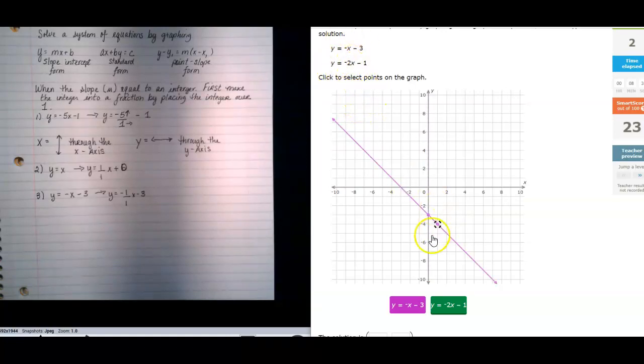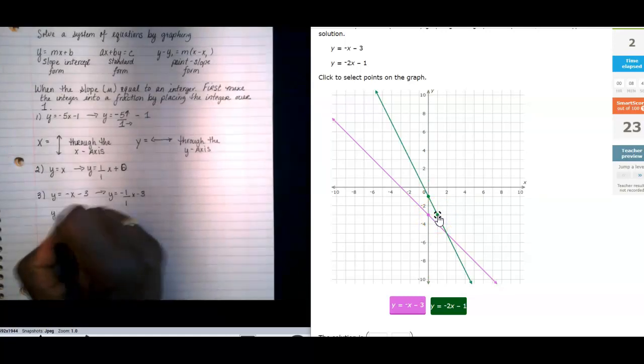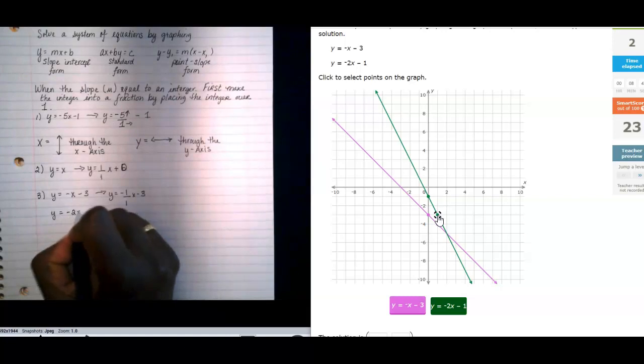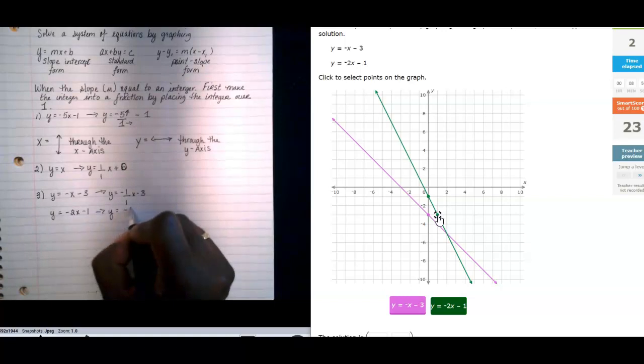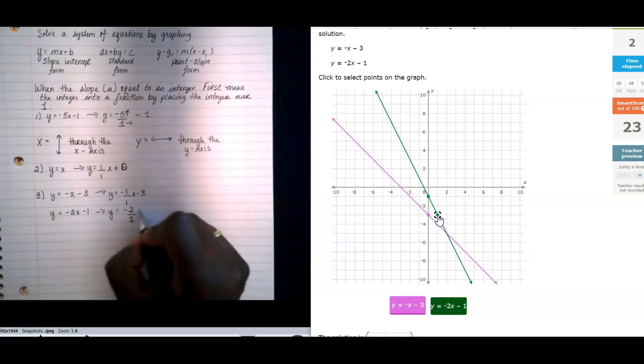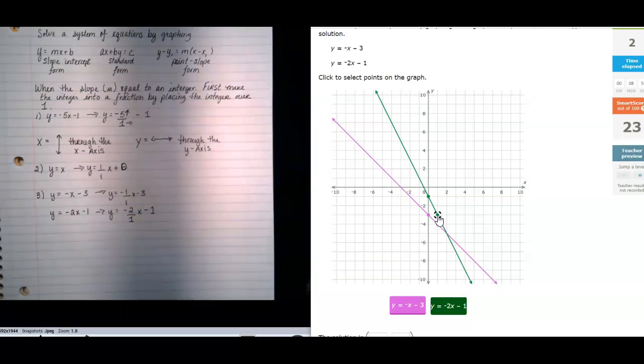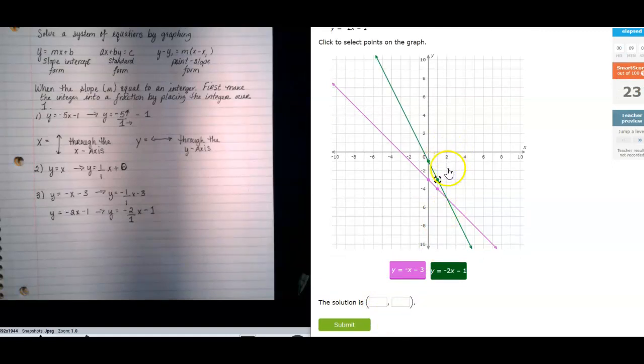And then I have this next line. It says negative 1, so that's where I'm going to click my green. Start at negative 1, go down 2, and to the right 1. Again, all I did was look at the slope, which is negative 2, and I made it into a fraction by putting it over 1. And that's how I knew what to do. And so our ordered pair where the lines meet is positive 2, negative 5. So the ordered pair is 2, negative 5.